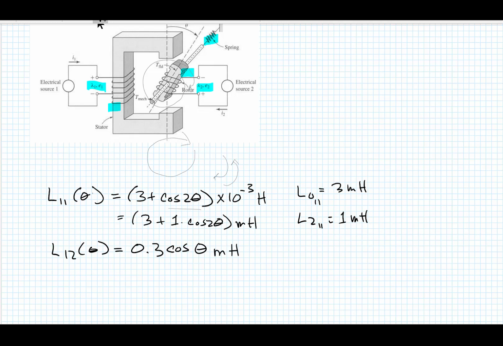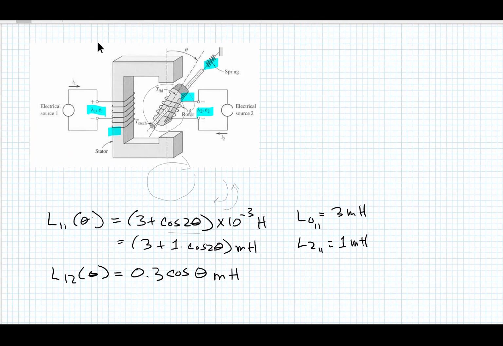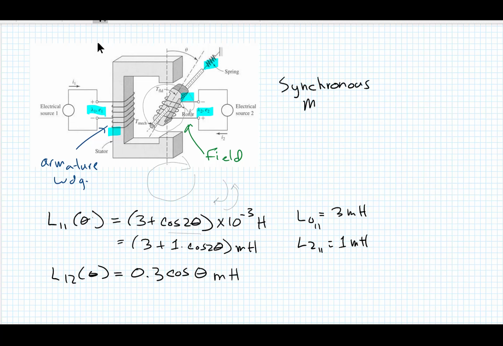Now here's an interesting thing, and it'll become clearer. We actually have an example here of two windings, and we can call this winding here a field winding. We can call this winding here an armature winding. And this is actually what I would call a synchronous machine. And it will have to have AC currents. I'm sorry, let me not get too ahead of myself. This will be AC here.